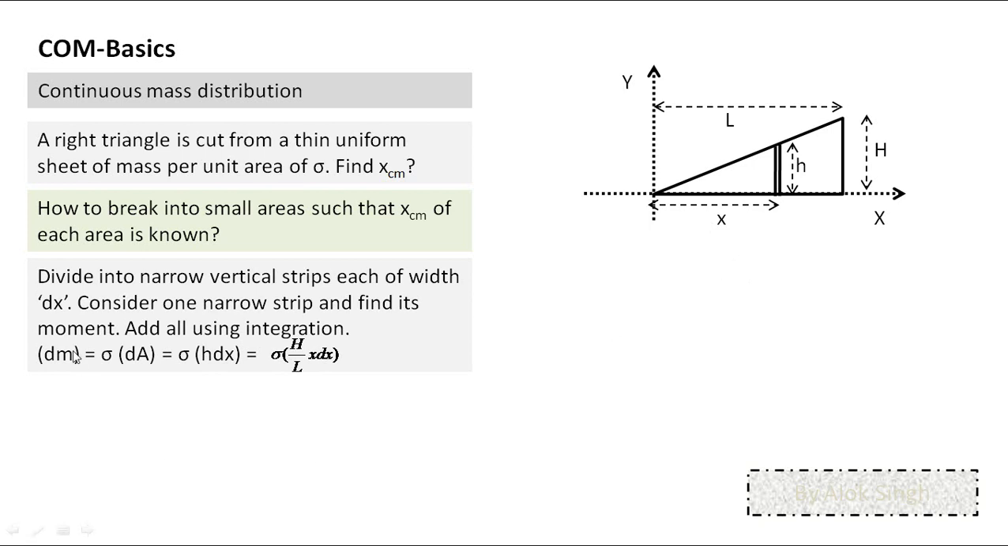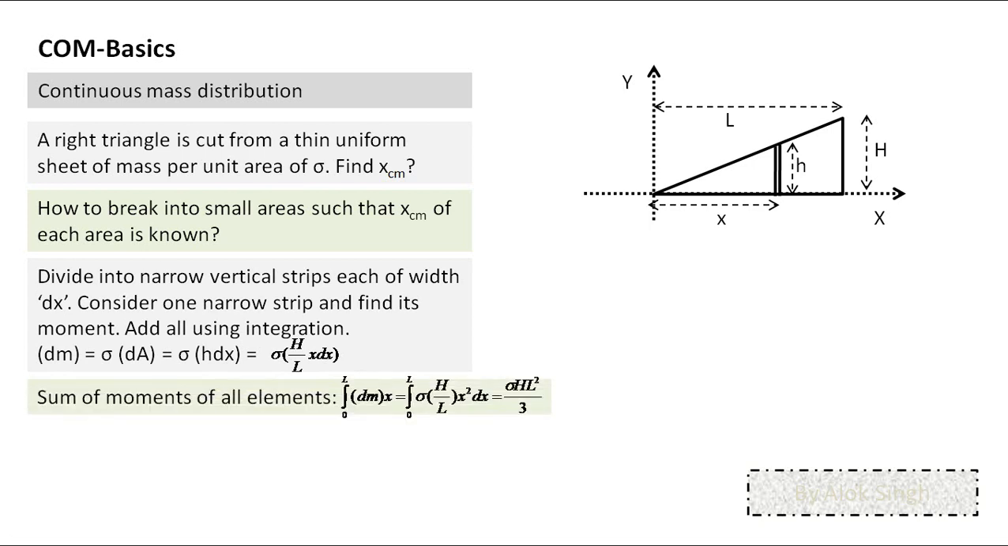First we find the mass of this small area. The mass will be equal to mass per unit area into area dA. What is the area of this strip? Height is h. We can find this height h using similar triangles. H by L will be equal to h by x. Hence the area is h into dx, and h will be equal to capital H by L into x. Thus the mass. Now what will be the moment of this mass?